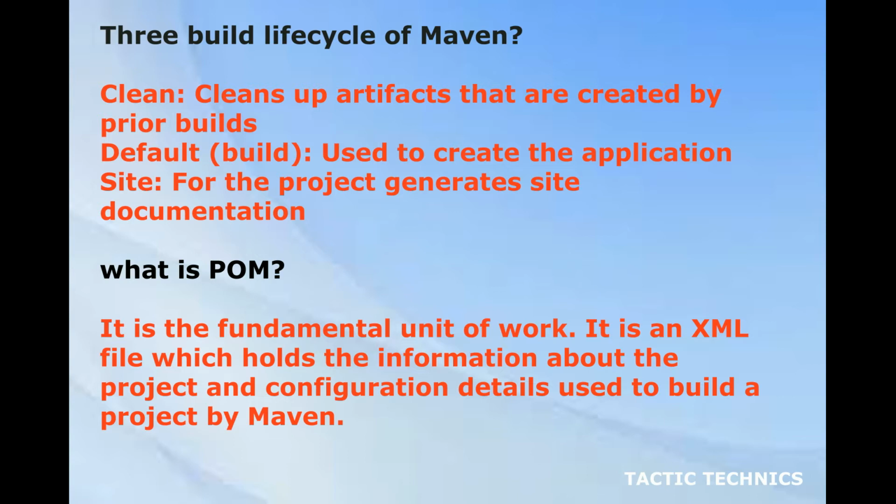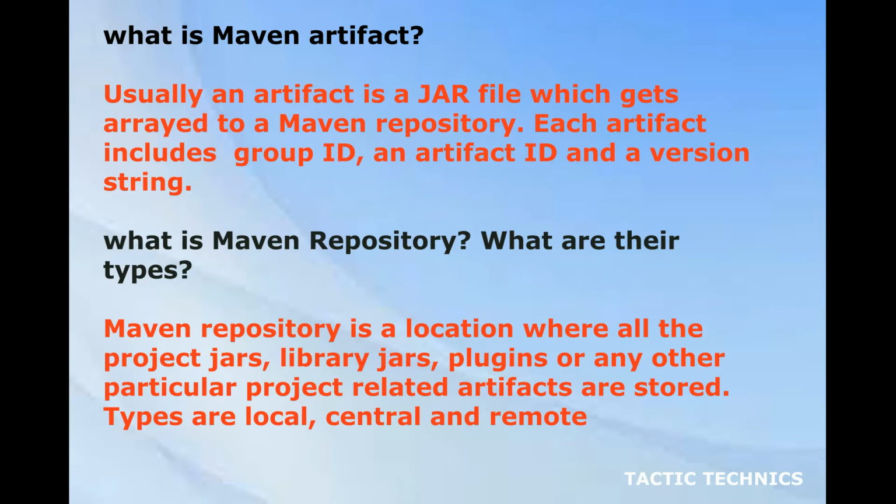What is POM? It is the fundamental unit of work. It is an XML file which holds the information about the project and configuration details used to build a project by Maven. What is a Maven artifact? Usually an artifact is a jar file which gets deployed to a Maven repository. Each artifact includes a group ID, an artifact ID and a version string. What is a Maven repository? What are their types? A Maven repository is a location where all the project jars, library jars, plugins or any other project-related artifacts are stored. Types are local, central and remote.